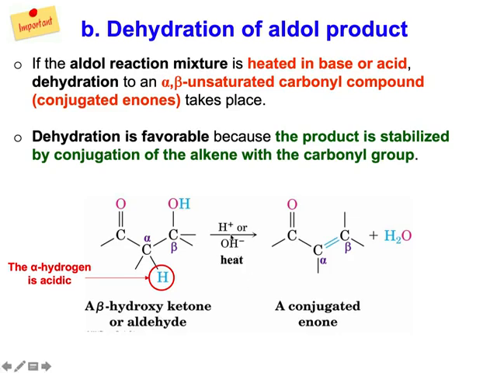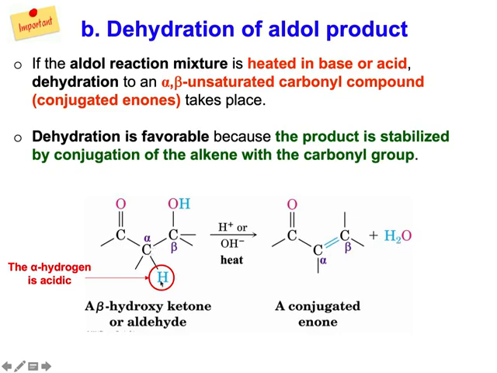So in the presence of acid, using heat or reflux, the product is stabilized by conjugation of the alkene. Dehydration means we want to eliminate water from here, the OH, to form a pi bond, a C double bond C, and the side product is water.